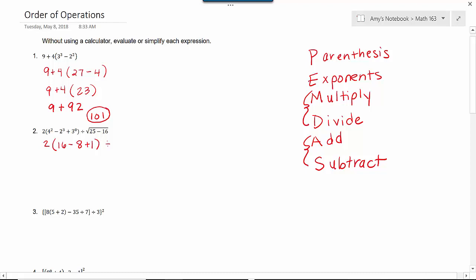Anything to the 0 power is 1, divided by, we have 25 minus 16. 25 minus 16, underneath that square root, it's like a parenthesis in here. Okay, so 25 minus 16 is 9. Inside the parentheses, 16 minus 8 is 8. 8 plus 1 is 9, divided by the square root of 9. Square root of 9 is 3.